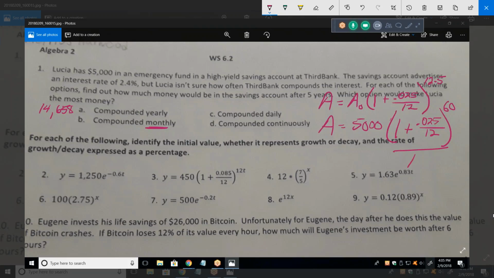1.13. Actually, we've been using the wrong interest rate. I just looked. It's 2.4. We used 2.5. But that's okay. It will still illustrate the correct answer. You do it in my calculator.